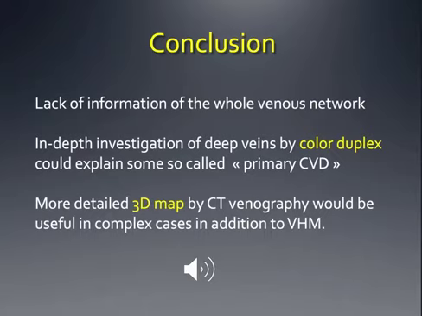Now it's time for conclusion. Commonly, we have a lack of information of the whole venous network in our patients. So an in-depth investigation of the deep veins by color duplex could probably explain some so-called primary CVD. And finally, we should have more detailed 3D map provided by CT venography in complex cases in addition to the venous hemodynamical mapping. Thank you very much for your attention.